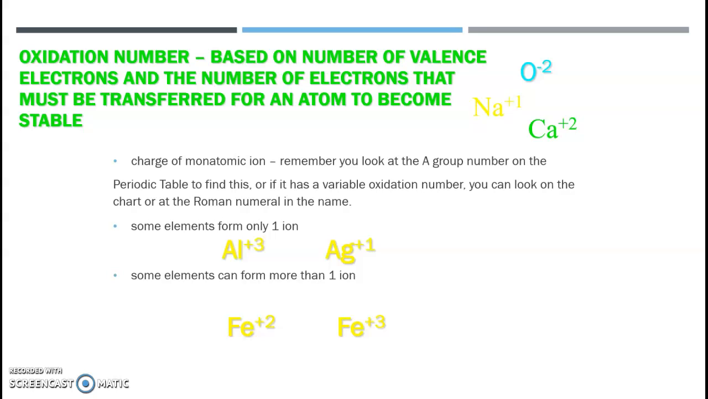In general, the A group elements and some of the transition metals really only have one oxidation state, one oxidation number that you will have to worry about. But there are many, like iron, shown on the bottom of the screen, that do have variable oxidation numbers. And they're then designated by a Roman numeral. So you'll be seeing a little bit more of that later.